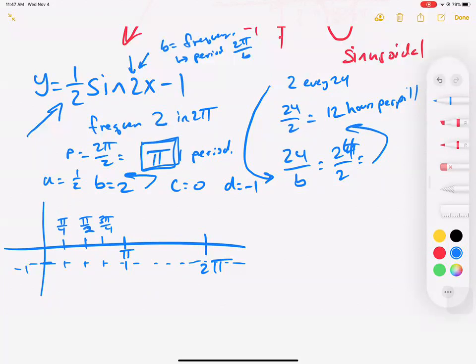Okay, let's double check. We got D as -1 because we're one step down. We got C, we're starting at 0. Great. We have B, we said how long it's going to take to finish one graph. This is one graph right here. It's going to be finished and done in one graph. Now, our last letter is amplitude, and the amplitude is 1/2. So what is 1/2 above and 1/2 below -1? And it looks like this tiny sliver of a graph now.